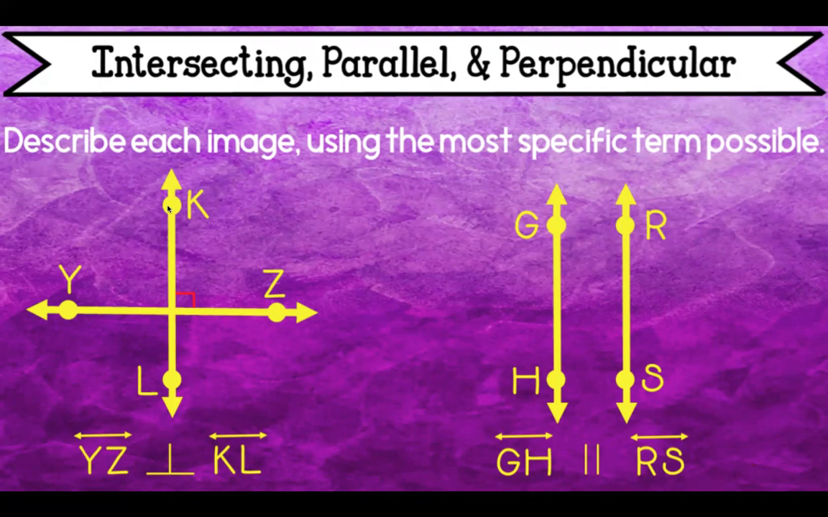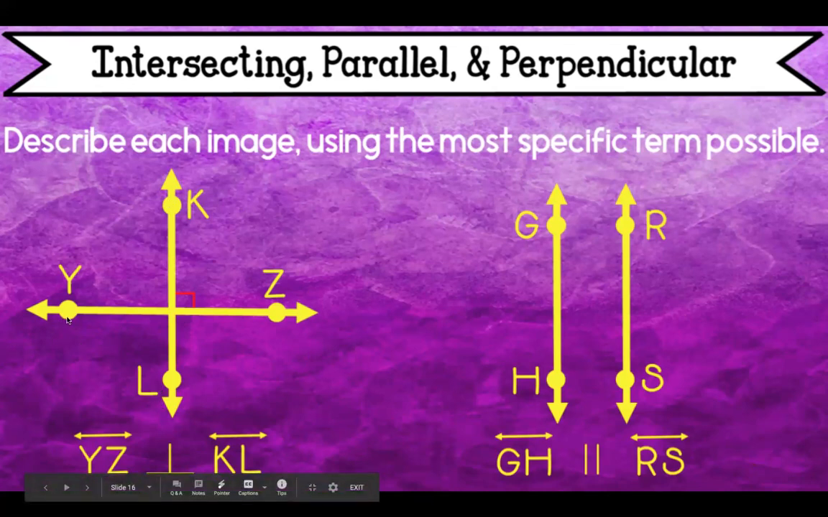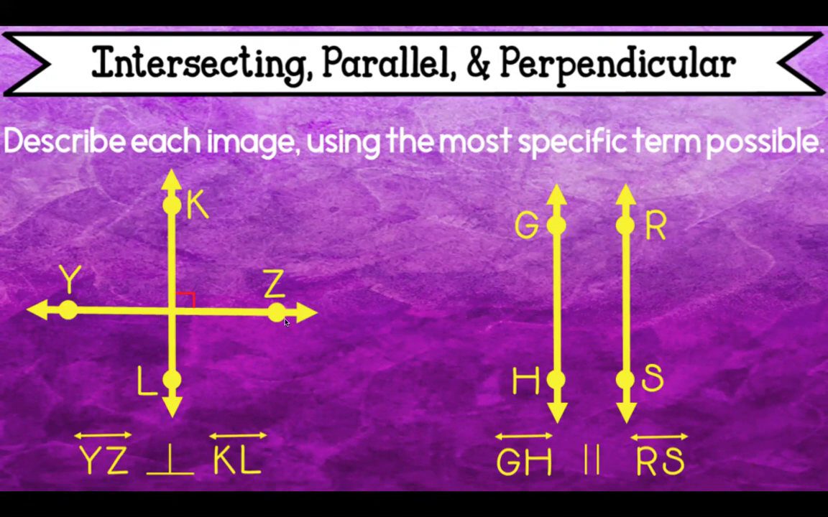So same thing. We have line YZ, and YZ is what to KL? Oh, look, it makes a box. So therefore, it is perpendicular. It's called perpendicular when they cross specifically like that, very nice and evenly, so that it creates a box. It also looks like a plus sign.